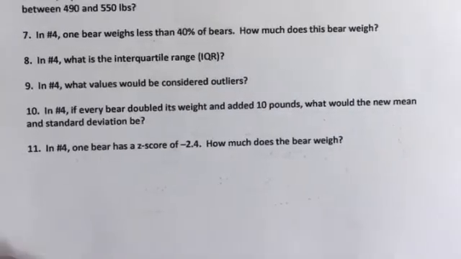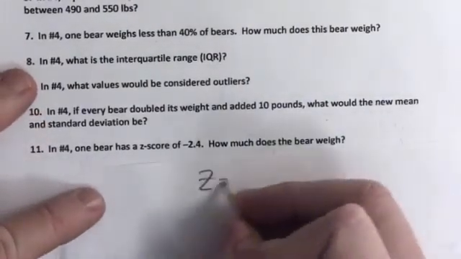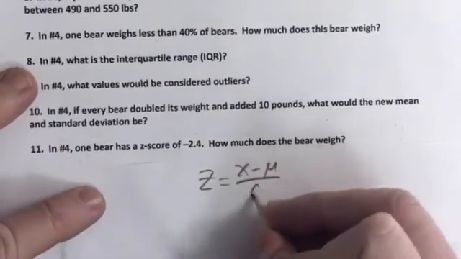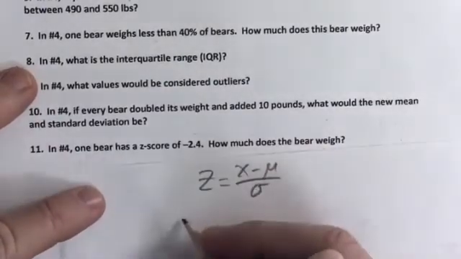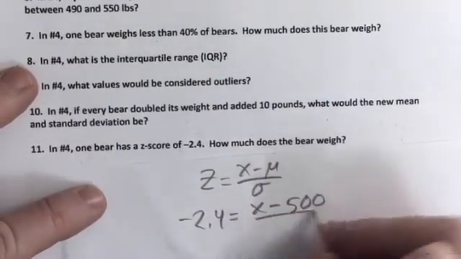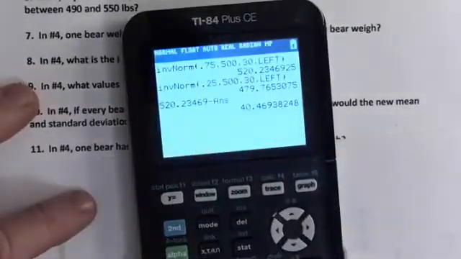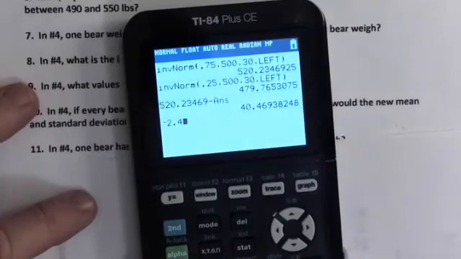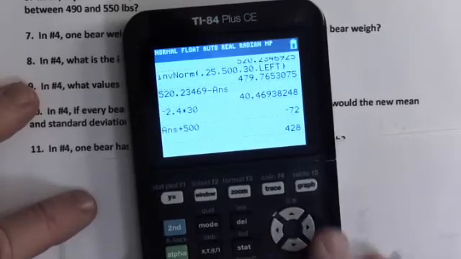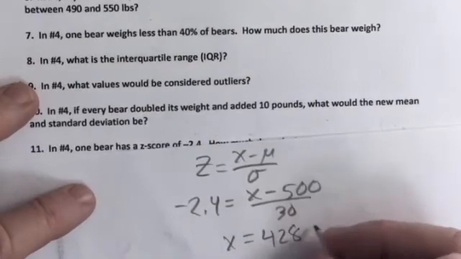And then number 11, the last problem for this video, one bear has a z-score of negative 2.4. How much does he weigh? Remember, z is equal to x minus mu over sigma. You got to memorize that. So we'll plug that in. So our z-score is negative 2.4. X is what we're trying to figure out. Mean is 500, standard deviation of 30. So we'll just say negative 2.4, so I hit the negative button, 2.4, times 30 is equal to, then plus 500. And so that's 428. And so X is equal to 428 pounds.